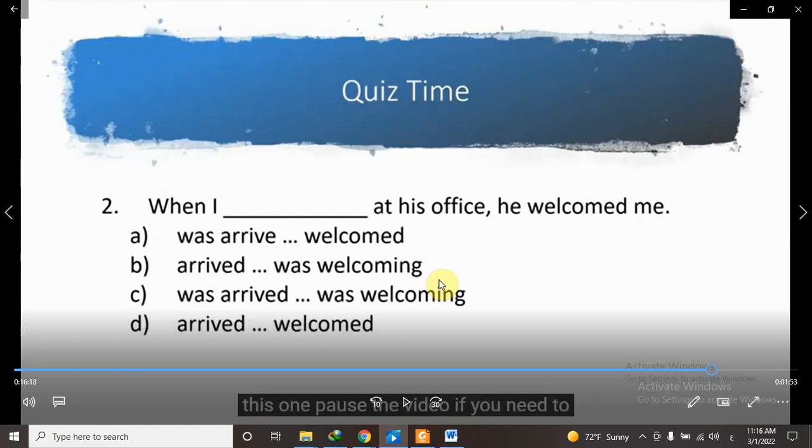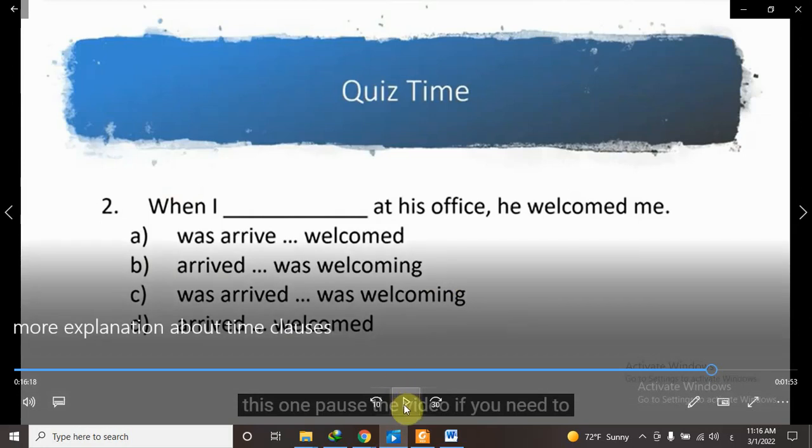Okay, but now when I am single, right? One, when I arrived at his office he welcomed me. It is the most accepted one. Clear? Yes, I understand.